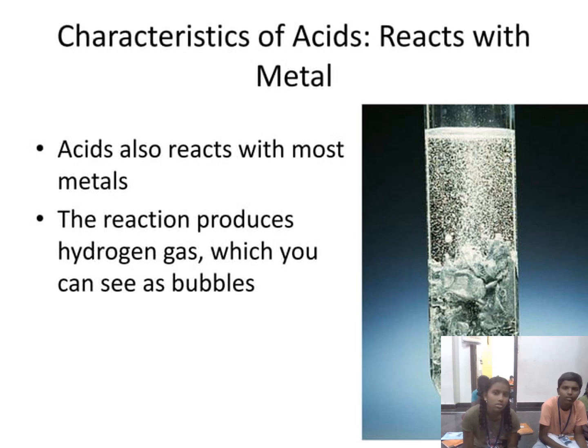And acid reacts with metal. How does an acid react with a metal? Acids also react with most of the metals. The reaction produces hydrogen gas, which we can see as bubbles. ఎప్పుడైనా ఒక యాసిడ్ ని మనం మెటల్ తో రియాక్ట్ చేస్తే ఏమవుతుంది? It will release the hydrogen gas, which we can see in the form of bubbles. Okay.